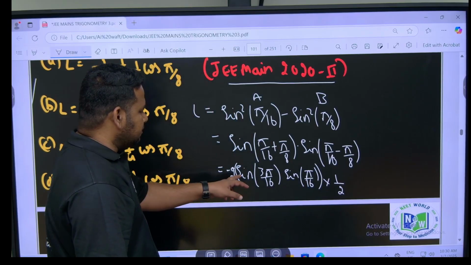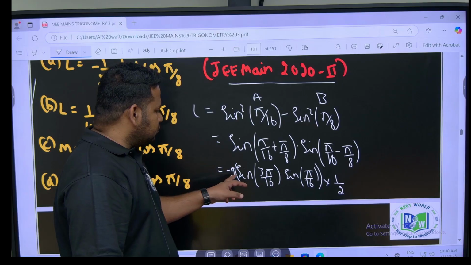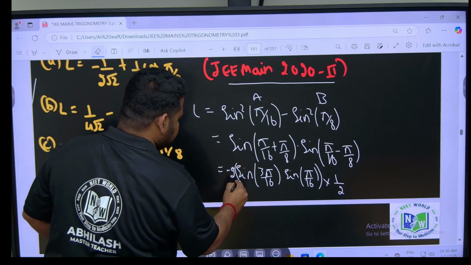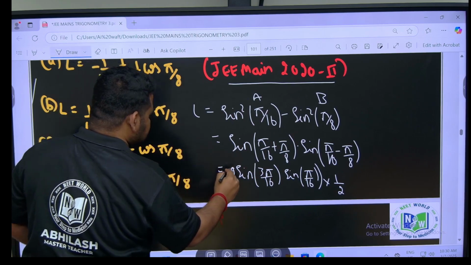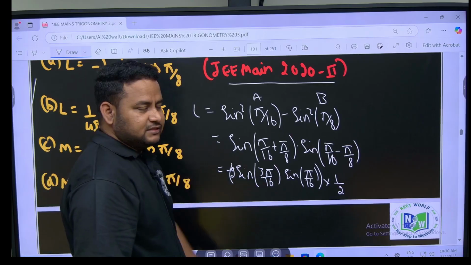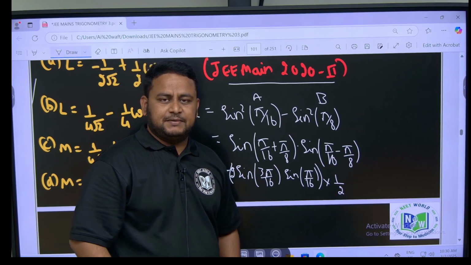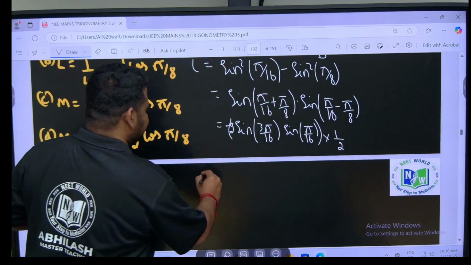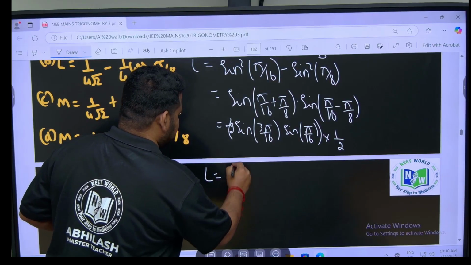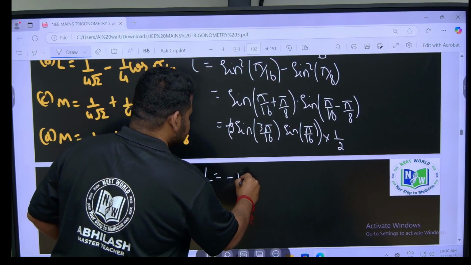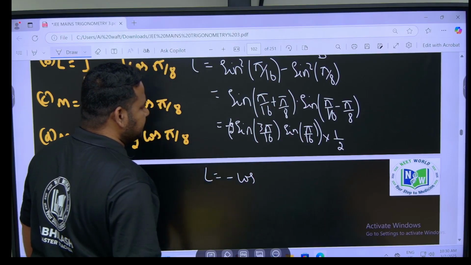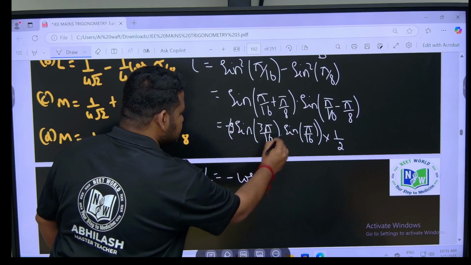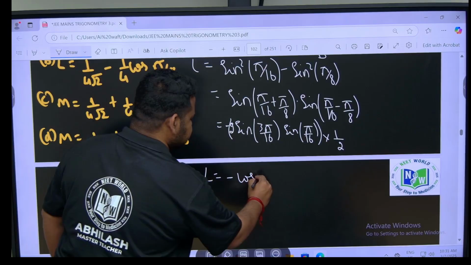So this will become 2 sin A sin B. This formula is cos of A minus B, I am repeating again, minus cos of A plus B. So the value of L will be equal to minus, with the half outside, cos of A minus B, that is 3 pi by 16 minus pi by 16, that is 2 pi by 16.